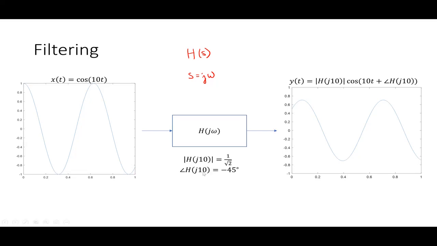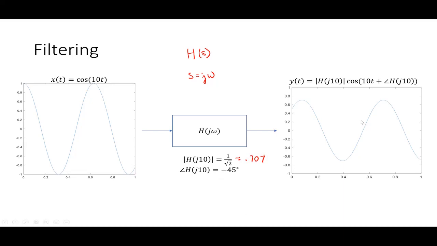In this case, what I have is a sine wave with an amplitude of 1, a phase angle of 0, at a frequency of 10 radians per second, and I pass it through a circuit that has this transfer function. At the frequency of 10 radians per second, the magnitude is 1 over square root of 2, or approximately 0.707, and the angle of this transfer function is negative 45 degrees.